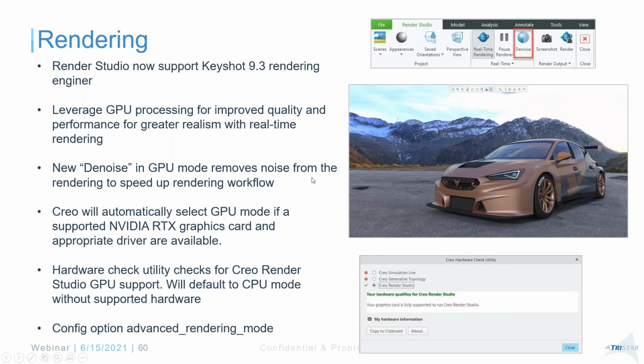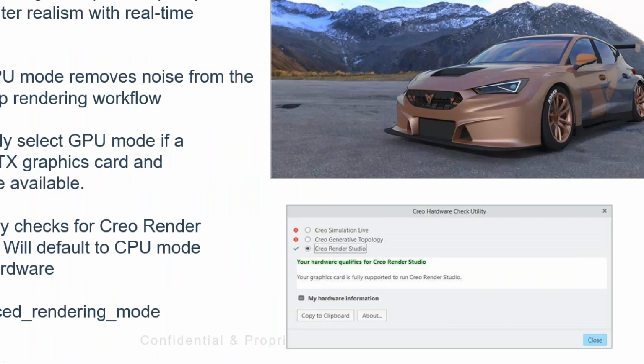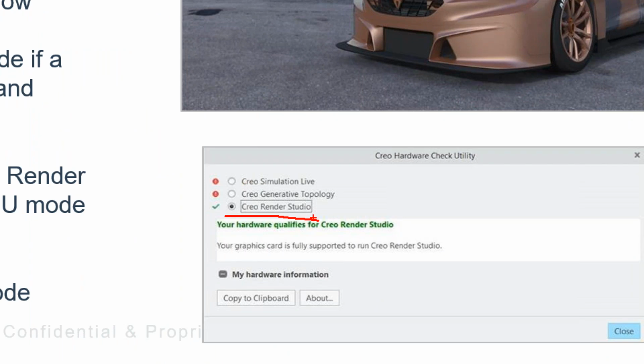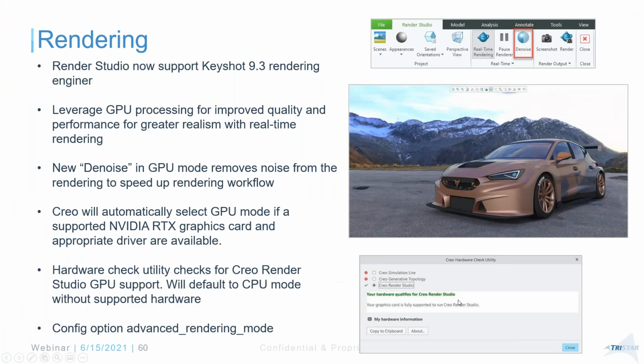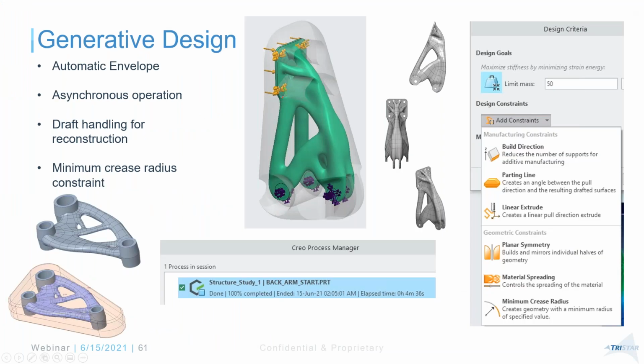As you know, starting Creo 4, the rendering in Creo is powered by Keyshot. Starting Creo 8, it can use the Keyshot 9.3 rendering engine, so it can also leverage GPU. If you have a graphics card like an NVIDIA RTX, it knows to pick up the GPU. There's also a hardware check utility where you can check if it's compatible for Render Studio or not.